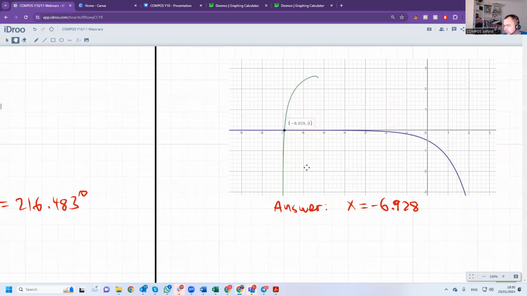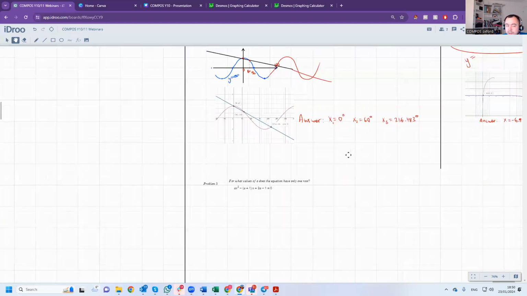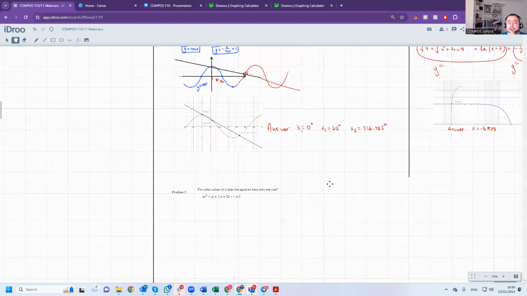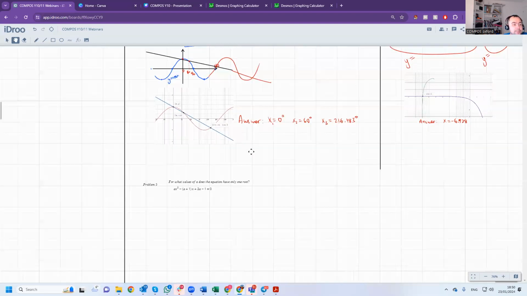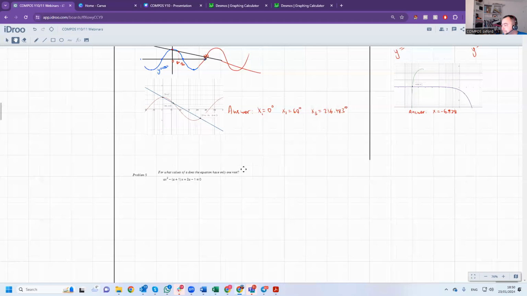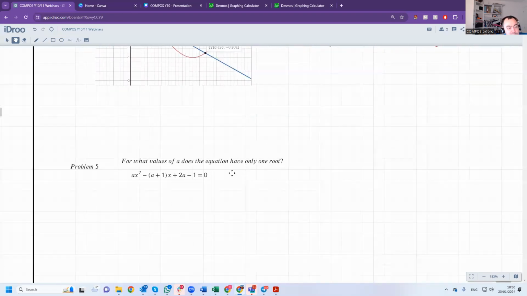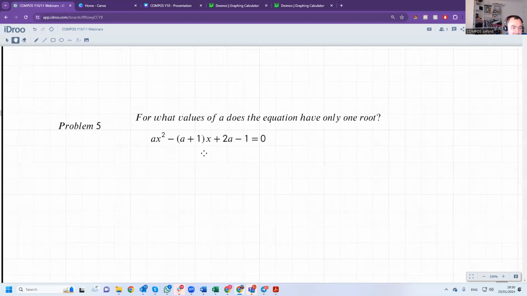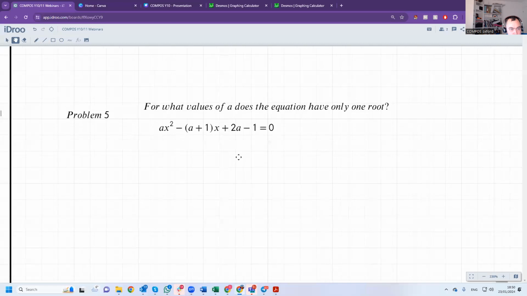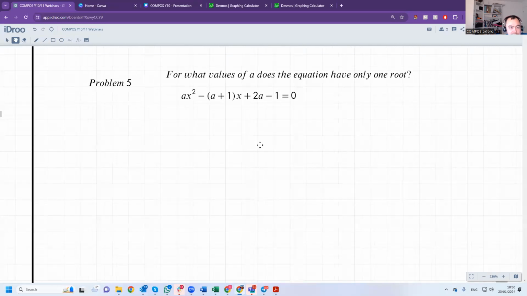Now, I just remind you that all equations, all answers should be given in exact form, for maths at least. Okay. The next thing is an equation with a parameter. For what values of a does the equation have only one root?